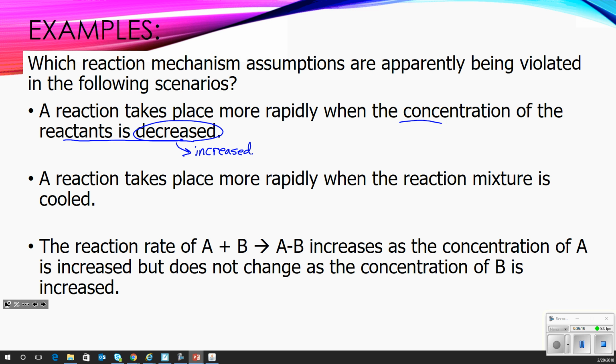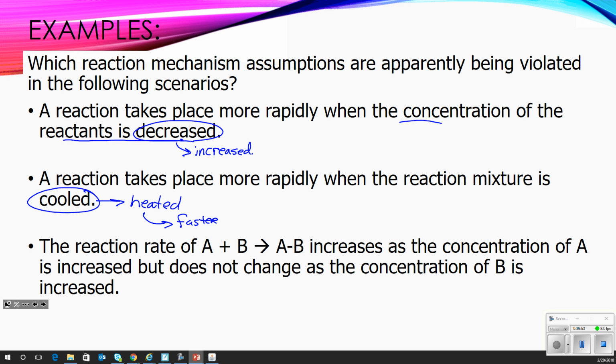Okay, on the next one, a reaction takes place more rapidly when the reaction mixture is cooled. What do you think's wrong here? The cooled should be heated instead, because heated makes molecules move faster. Cooled makes them move slower. Okay, the reaction rate of A plus B gives AB, increasing as the concentration of A is increased, but does not change as the concentration of B is increased. What's wrong here?